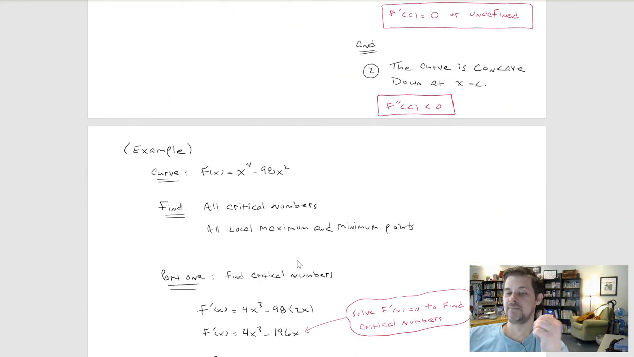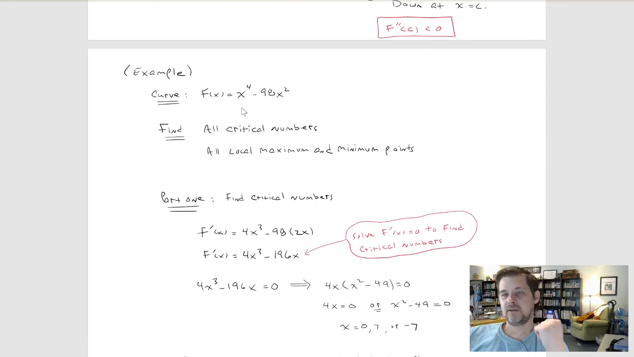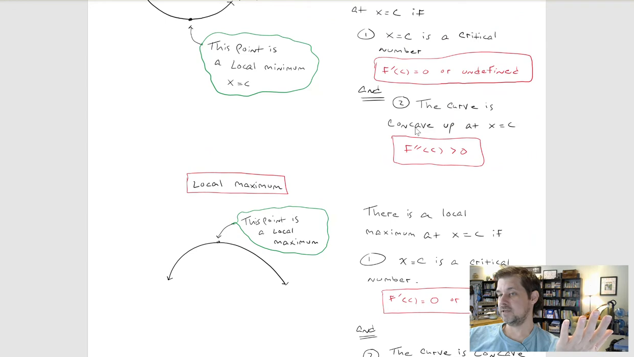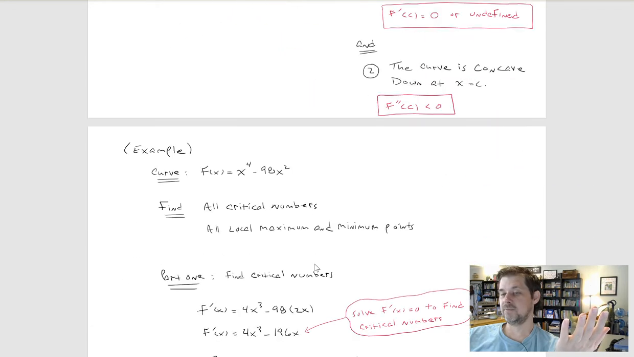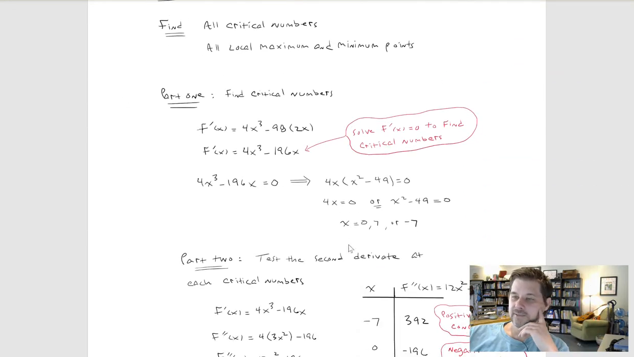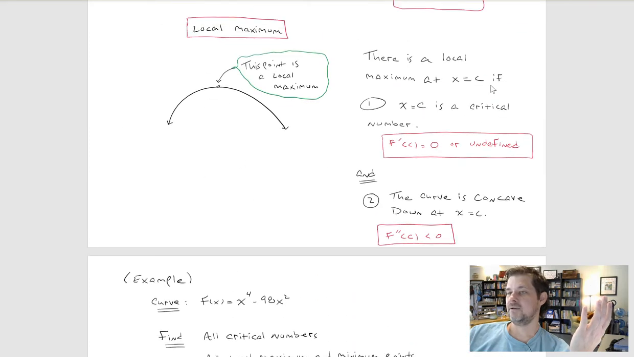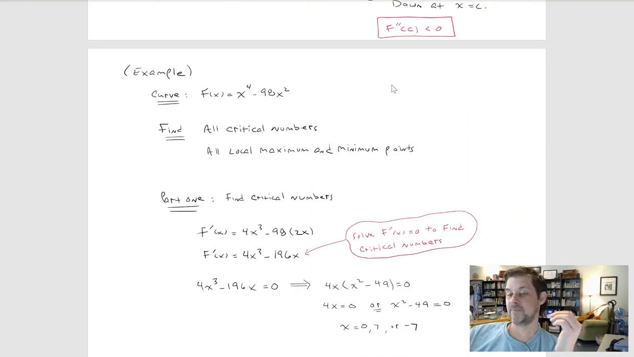Now let's do an example. So I have my curve here, x to the fourth power minus 98x squared, okay? And I would like to find all critical numbers there are and all local maximum and minimum points. And it should just come down to this, okay? Here are your two conditions in each case to find a local maximum or minimum. So I divide this problem into parts. So let's say part one, it starts with the critical numbers. In either case, you had to know that there was a critical number at a certain point for it to be either a maximum or minimum.